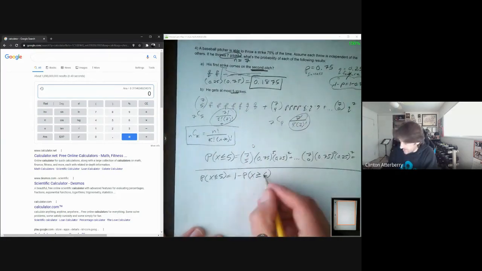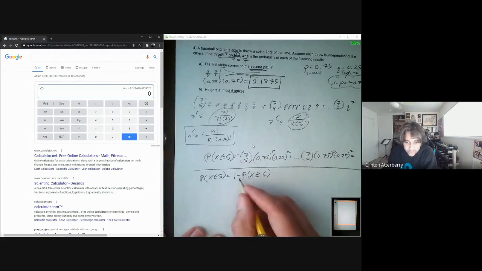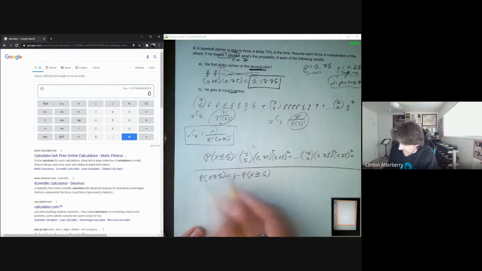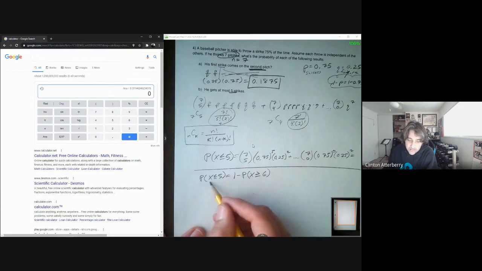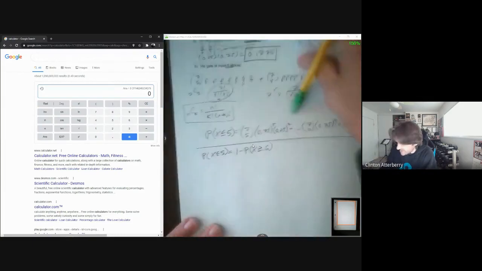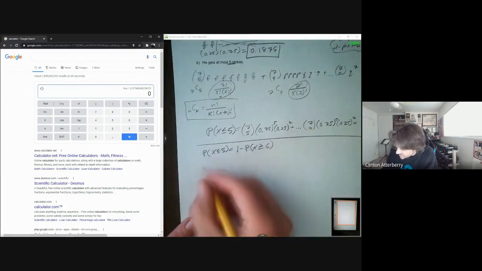So X is greater than or equal to 6, which implies 6 strikes and 7 strikes. So if I can figure out this amount right here, take that away from 1, that'll be the same answer as this one. The reason is because adding all those together fills in 1 spot, right? And then the remaining spot is that little guy right there. And I take that away from 1, and that's going to be my answer. So the reason why we do this method instead is so I don't have to do a bunch of work. It's still some work, but it's a lot less.